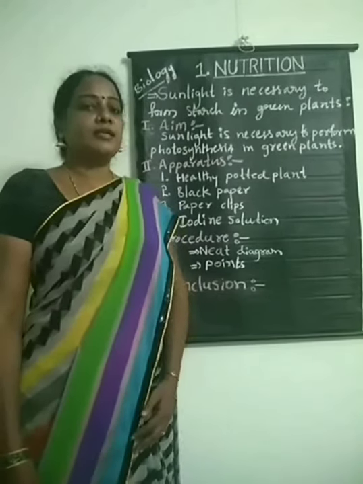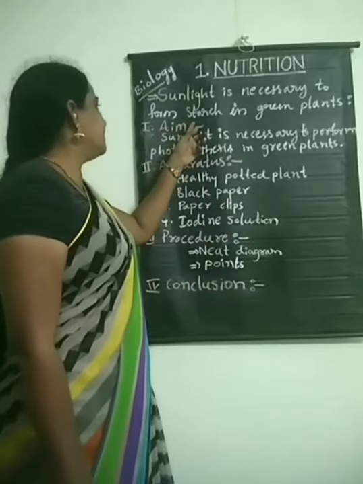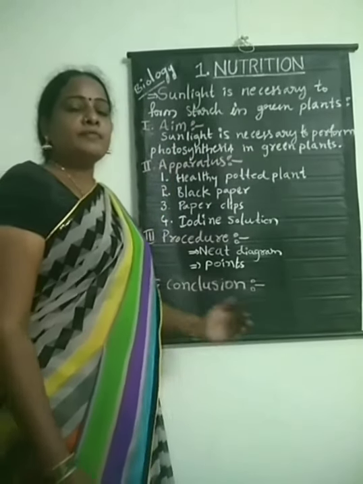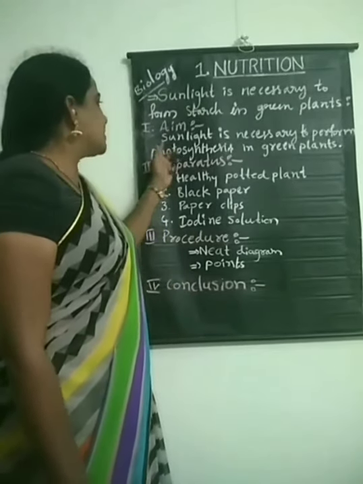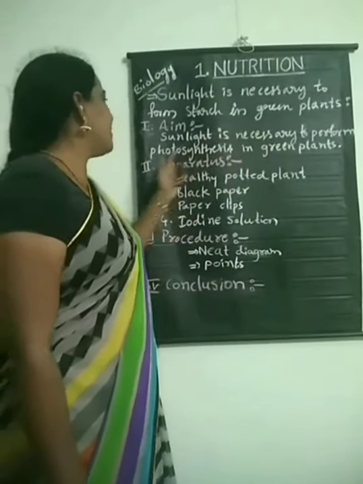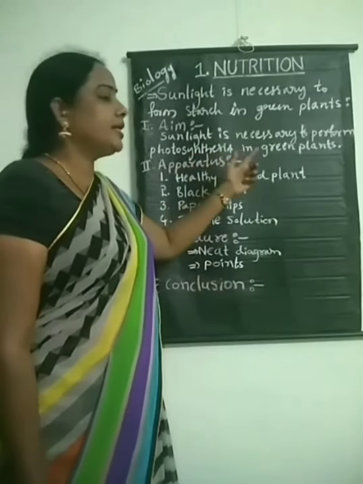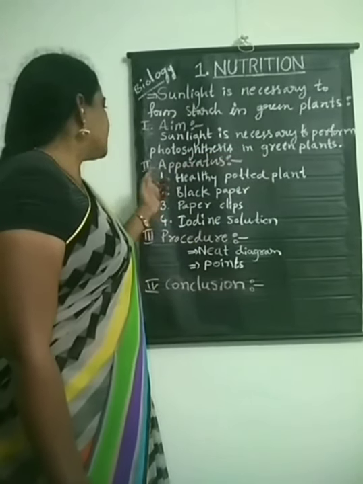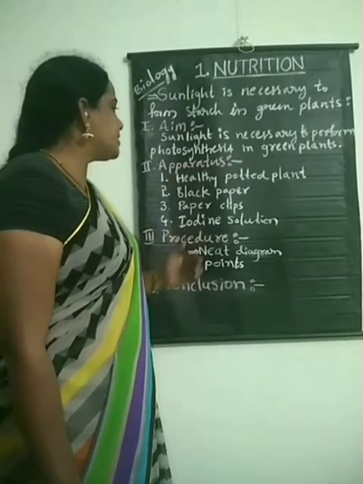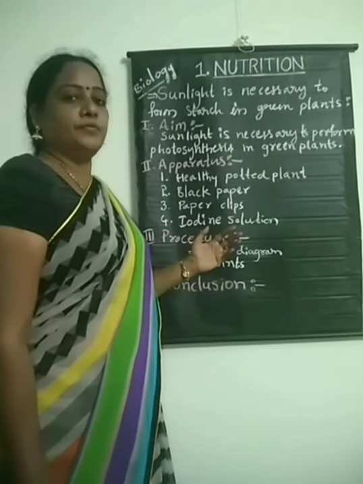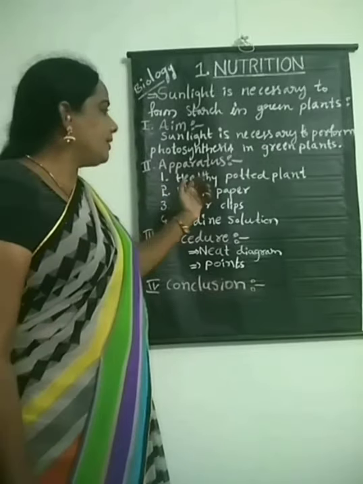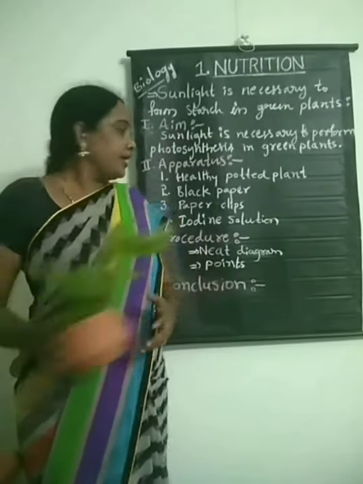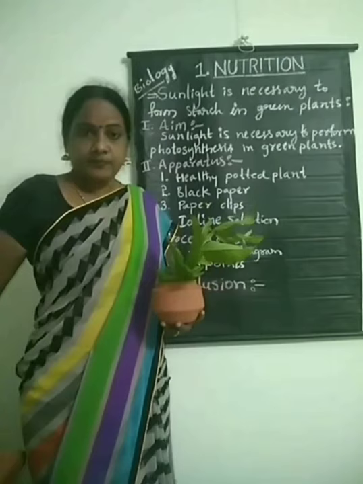Coming to the lesson, children, first heading, aim. Aim means what we want to prove by this experiment. We want to prove that sunlight is necessary to perform photosynthesis in green plants. Second is apparatus. Apparatus means what we need for doing this experiment. We need a healthy potted plant and a black paper.